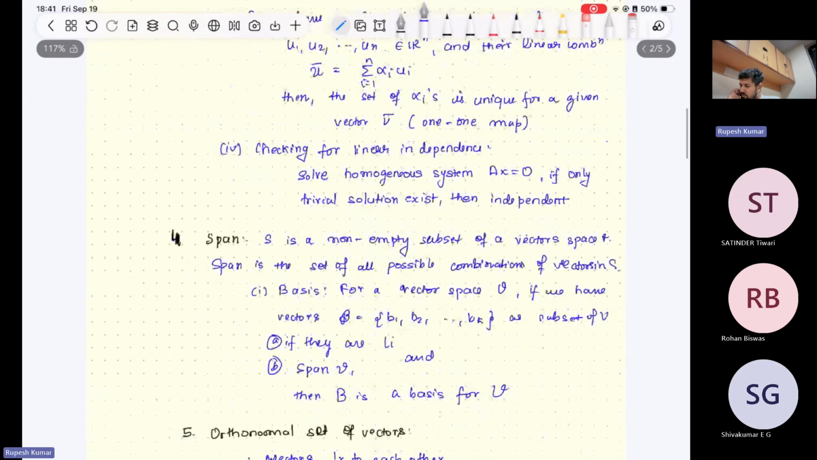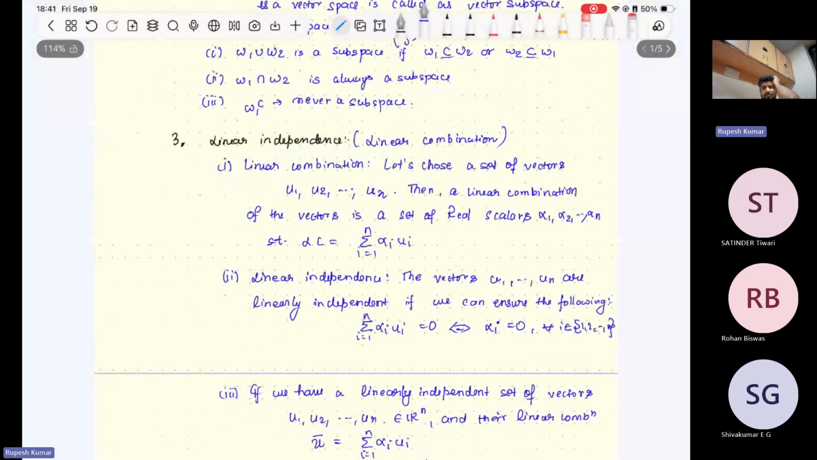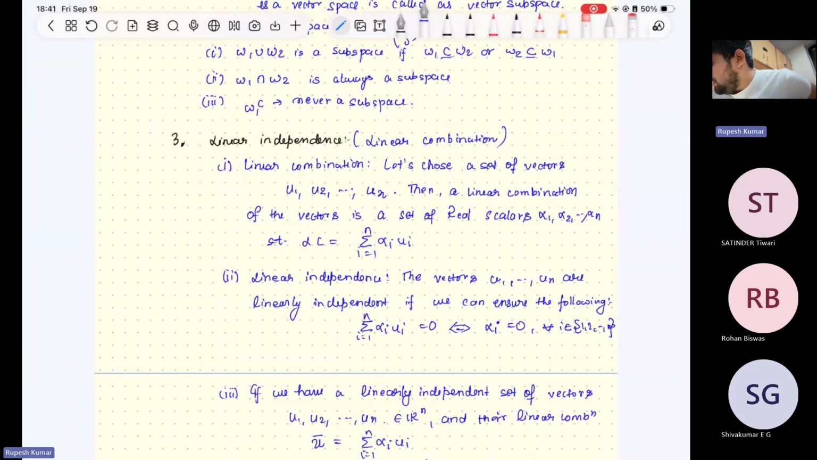Fine. So let's proceed with the next topic, linear independence. Till now, I hope you all are familiar with the term linear independence. I've been using it a lot while deciding how many solutions there will be for a system of linear equations. So let's choose a set of vectors u1, u2 up to un. Then a linear combination uses a set of real scalars alpha 1 up to alpha n, such that the linear combination is the sum of alpha i times ui. Everyone, is this clear? Do you have any doubts in the definition of linear combination?